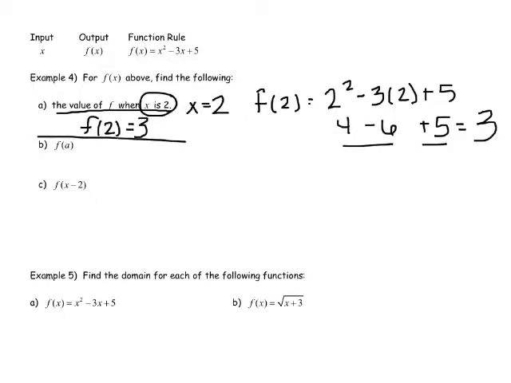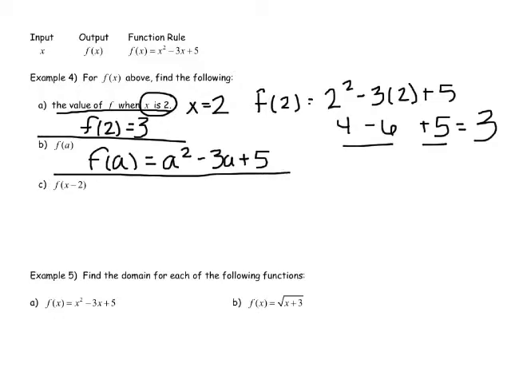Okay, question B, f of a. So this is just saying for whatever reason they want to use the letter a instead of x. So we're just going to say, well, that's a squared minus 3a plus 5. And that's all that is. The last one, f of x minus 2. So let me just rewrite f of x really quickly.